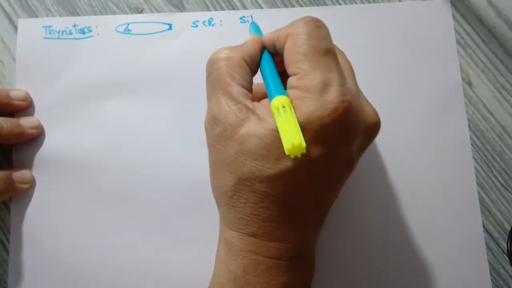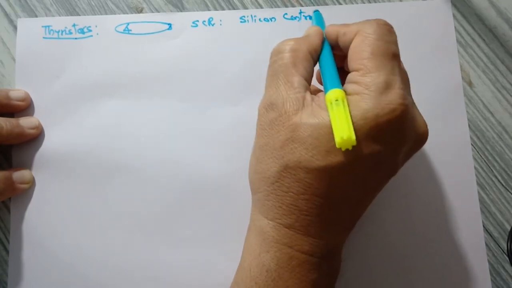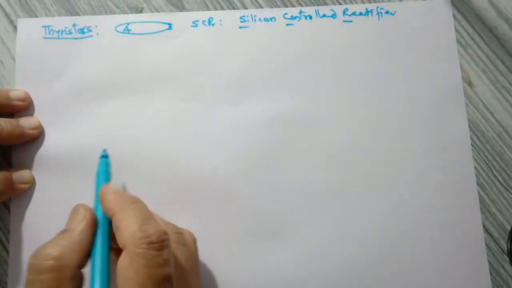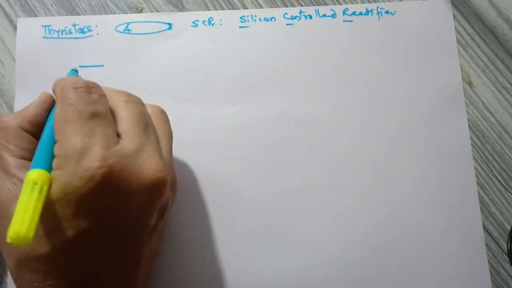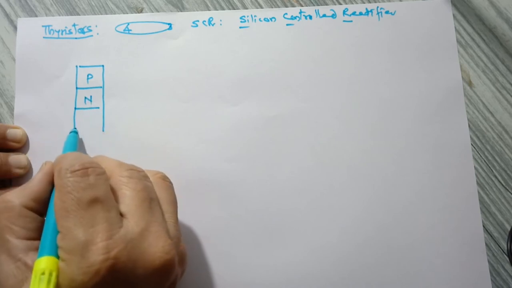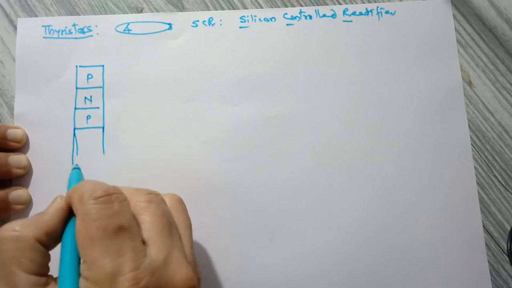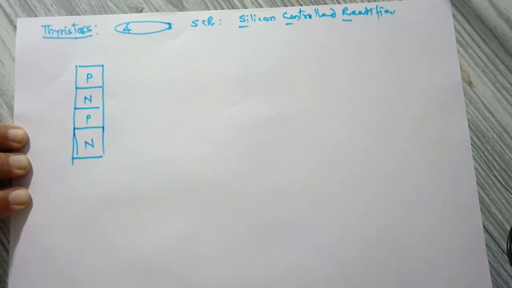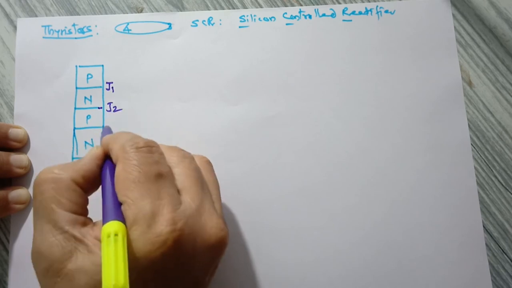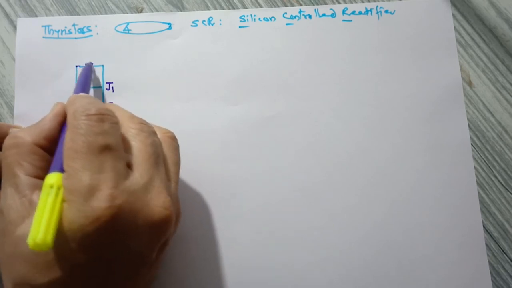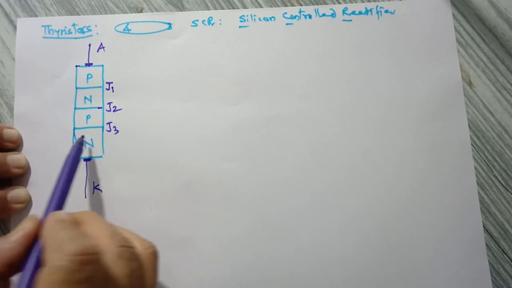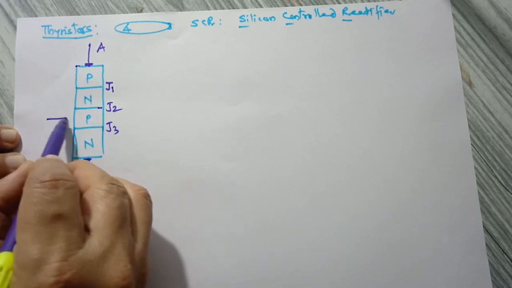So SCR stands for silicon controlled rectifier. Its construction is like this. It has 4 layers: P region, N region, P region and N region. Because of the 4 layers, we get 3 junctions. Let us call them junction J1, junction J2, junction J3. The P region on one side is called the anode, the N region on the other side is called the cathode, and the P region close to the cathode is called the gate.